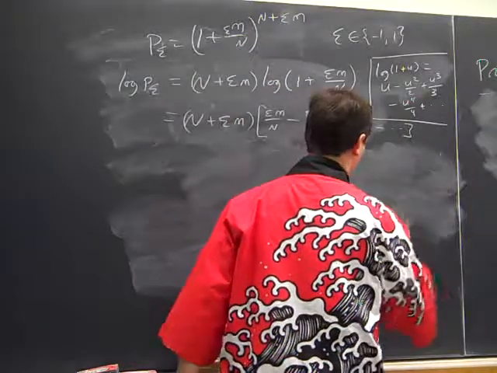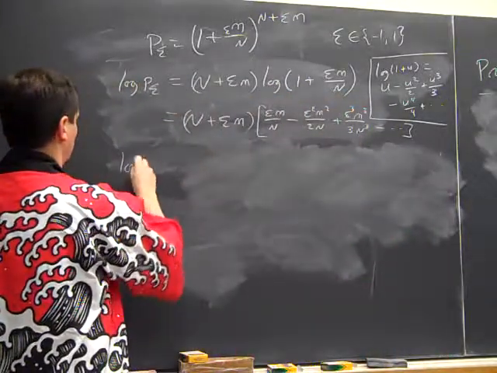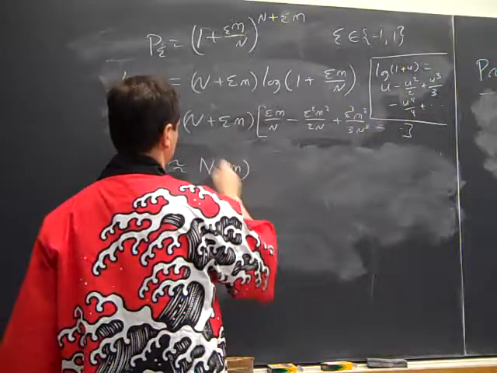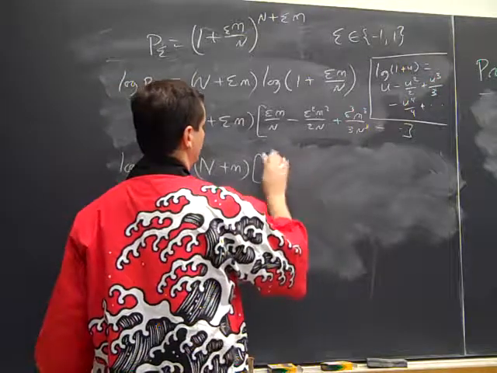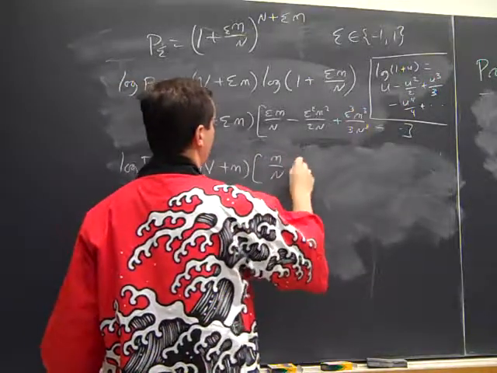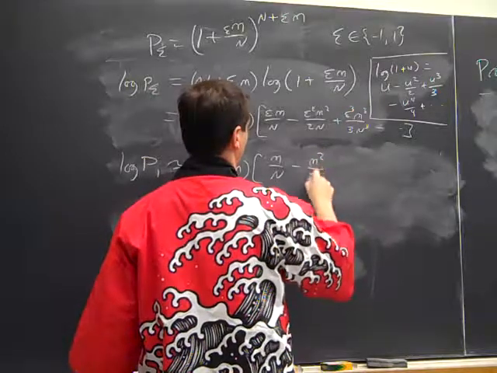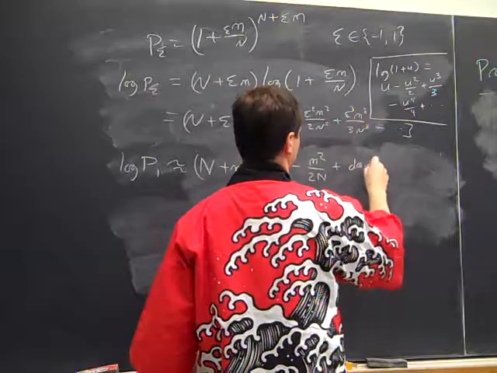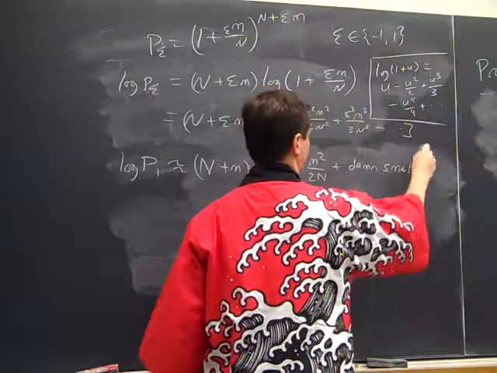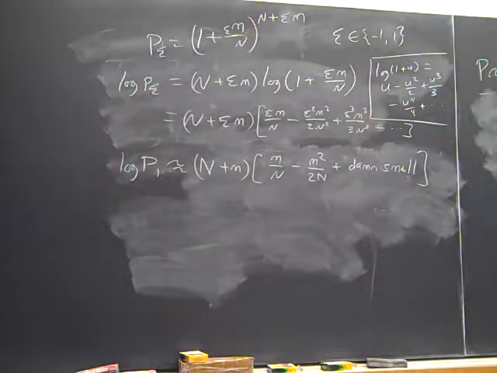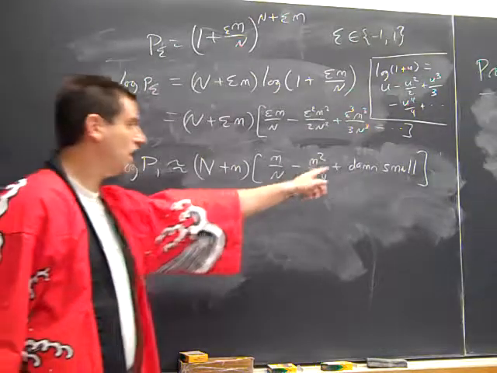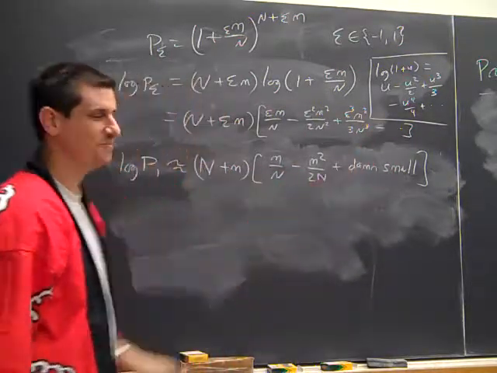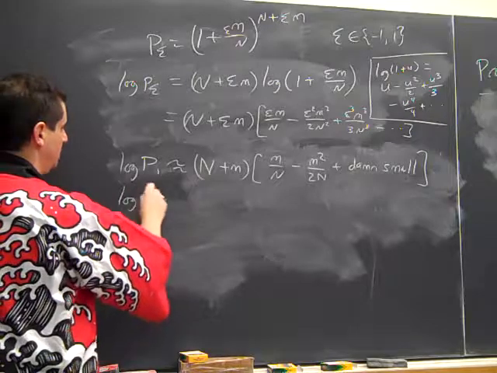So if we take the two epsilons, we get the log of p1 is basically n plus m epsilon m, oops, epsilon is 1, so we get m over n minus m squared over 2n squared, plus dm small. It's another technical term, right? That's going to have a large power of n, so large that even when I multiply by n, it's small. That's why it's not just small. Okay? What about the log of p minus 1?